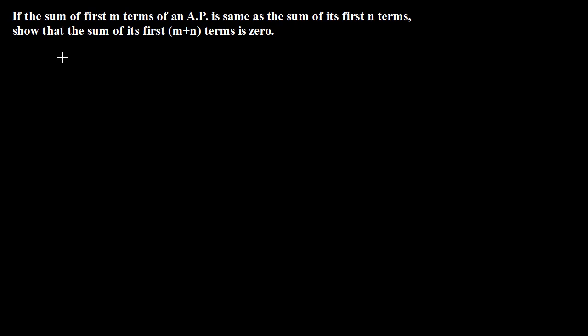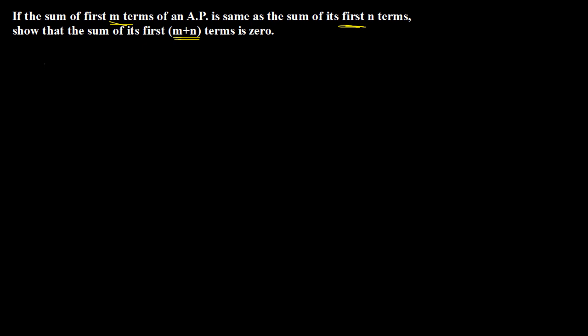So this is an AP question where they have given certain conditions: the sum of its first m terms and the sum of n terms are equal, and then we need to prove that the sum of m plus n terms is actually 0. So let's just start with the formula itself.